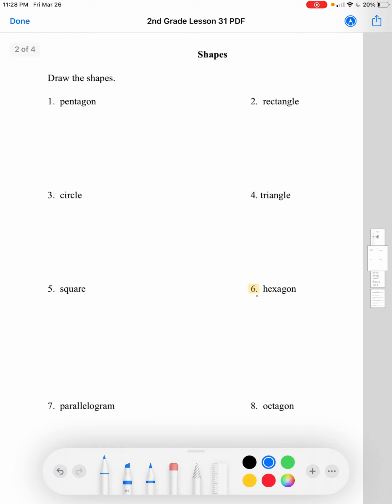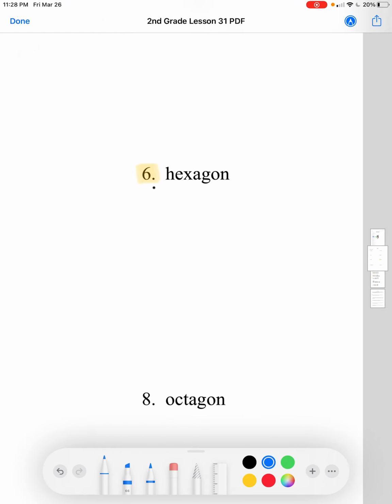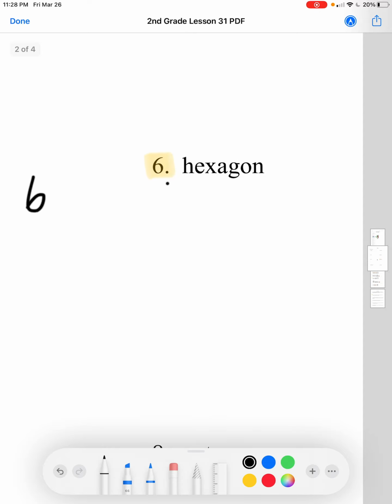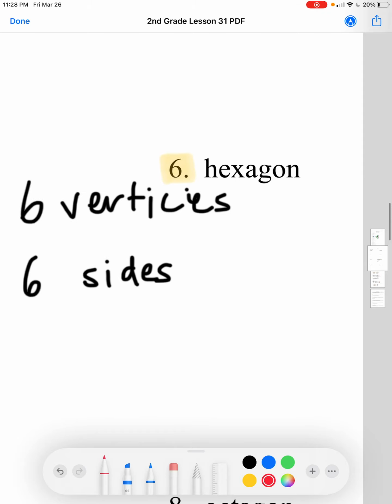Now let's move on to shapes. We're going to go over number 6, hexagon. So let's remember that a hexagon has 6 vertices and 6 sides. Hexa right here basically means 6. So that's why we have 6 vertices and 6 sides.